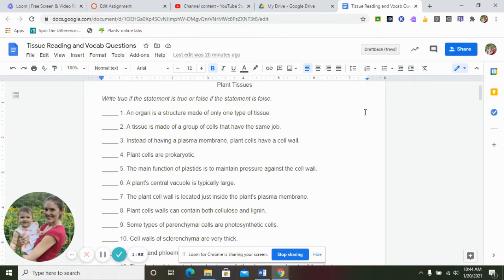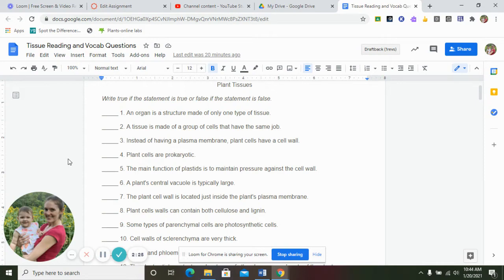The main function of plastids is to maintain pressure against the cell wall. That is a false question there. The main function of a plastid is actually involved in photosynthesis. The vacuole would be the function for the pressure against the cell wall. A plant's central vacuole is typically large. That is true. Plants do have a very large vacuole.